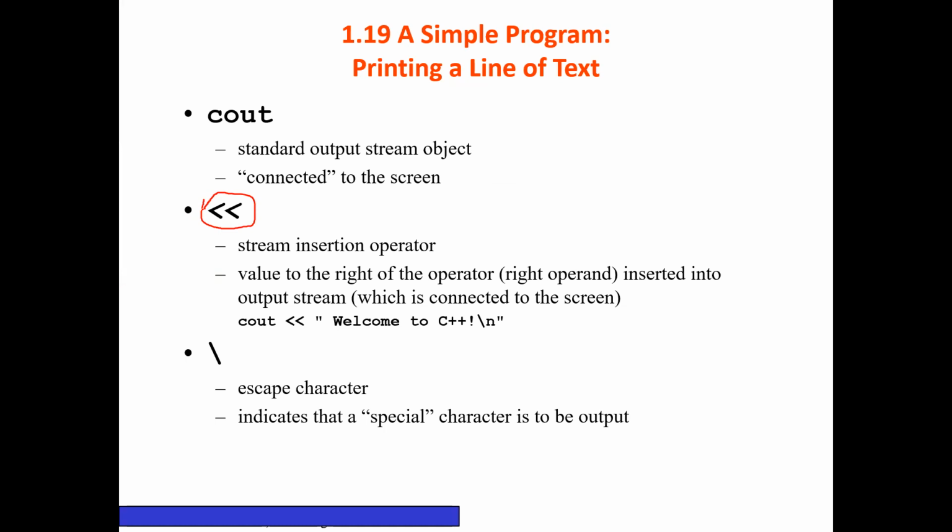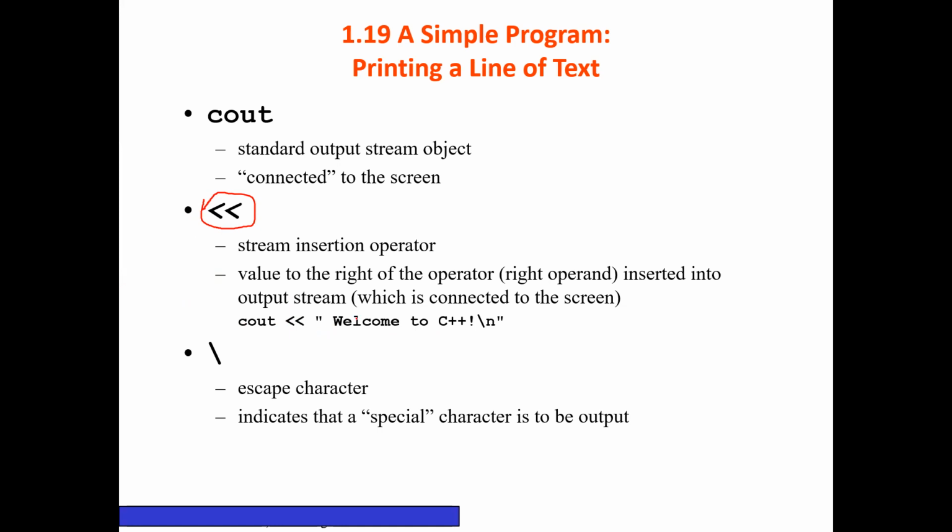So when you say cout with this stream insertion operator, and when you mention a string here, something represented within double quotes is called a string. Once you mention a string there, that string will be displayed on the screen.